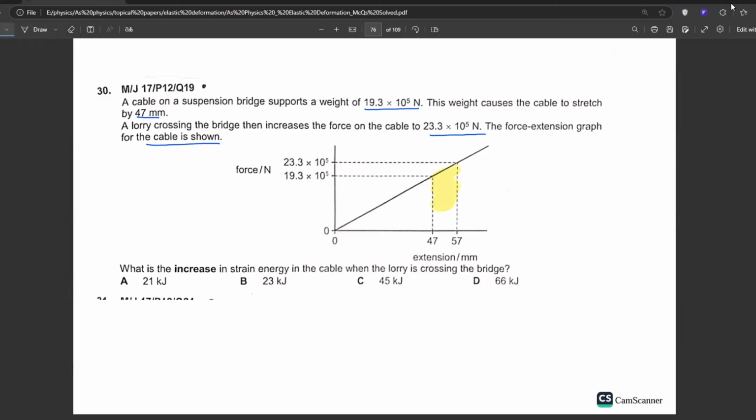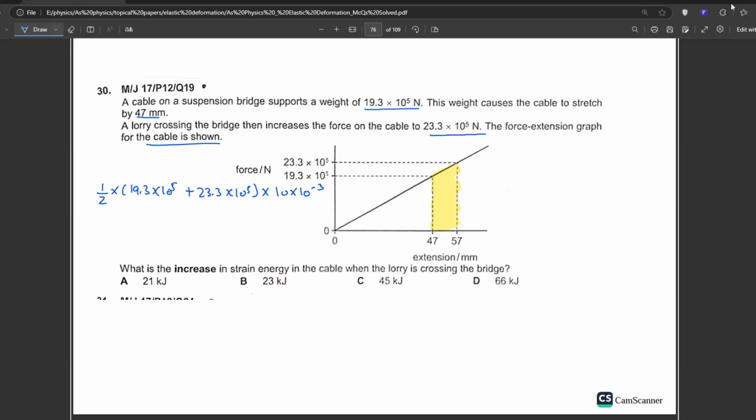This is basically what? This is basically a trapezium. How can you calculate the additional strain energy here? By calculating the area of this trapezium. 1 upon 2 into sum of parallel sides, that is 19.3 into 10 raised to the power of 5 plus 23.3 into 10 raised to the power of 5 multiplied by a height, that is 57 minus 47, that is 10 millimeter. 10 into 10 raised to the power of minus 3.